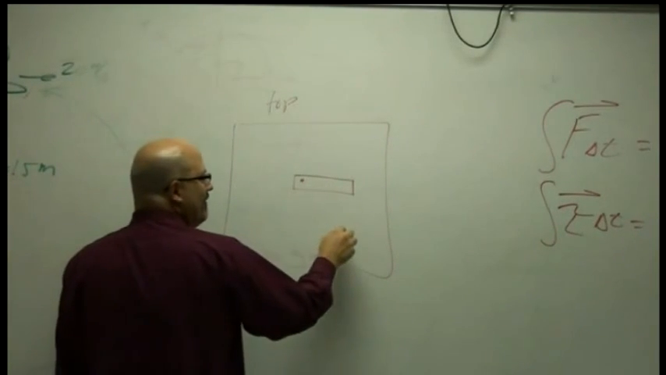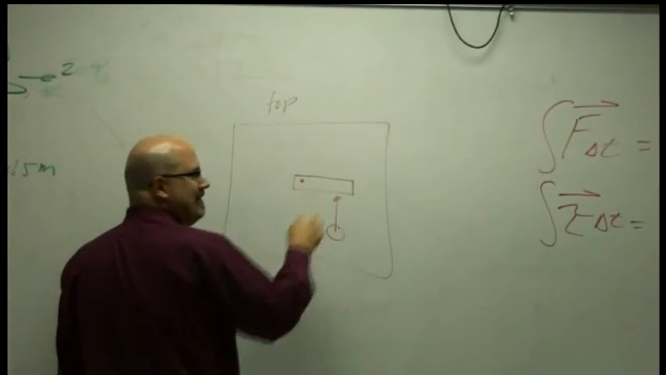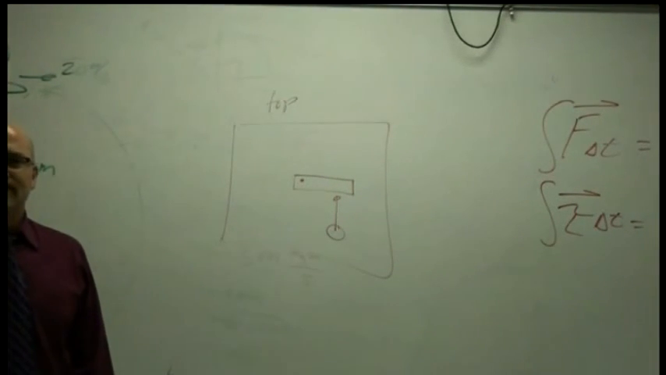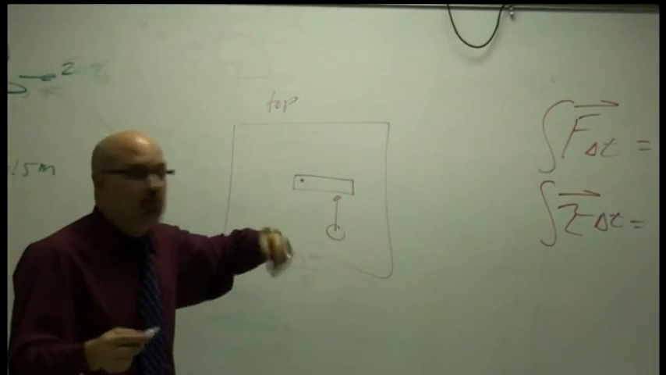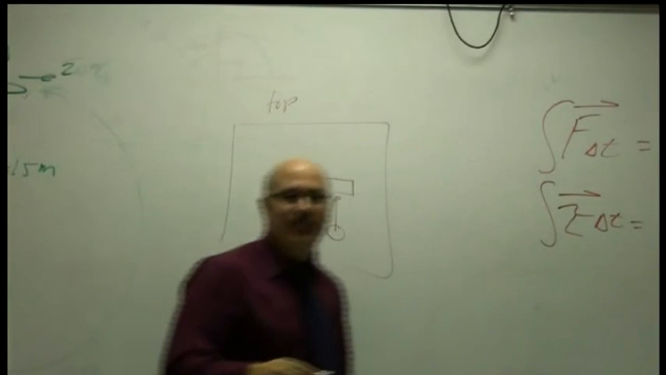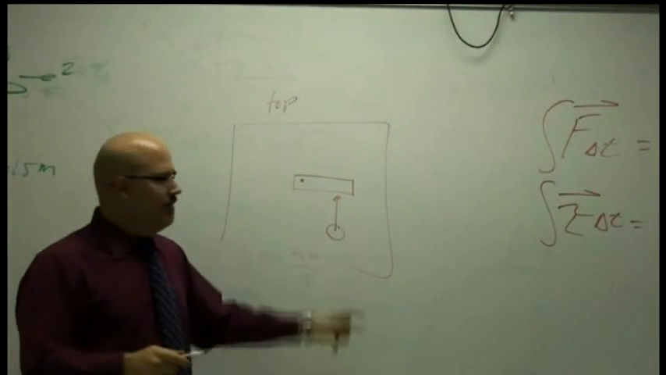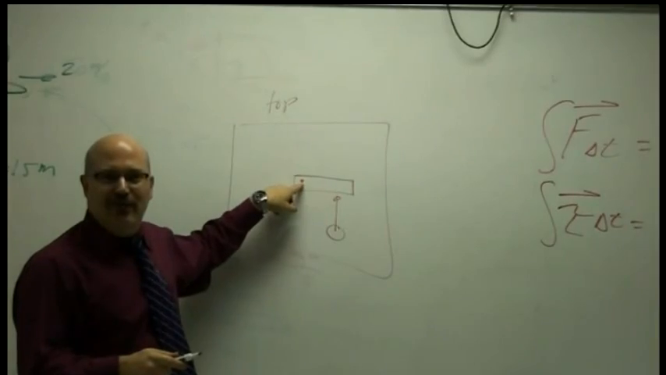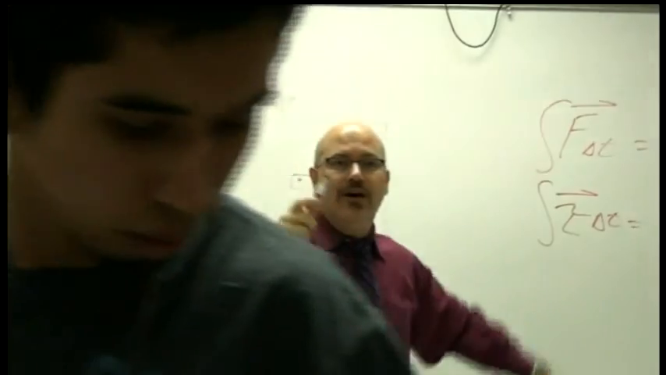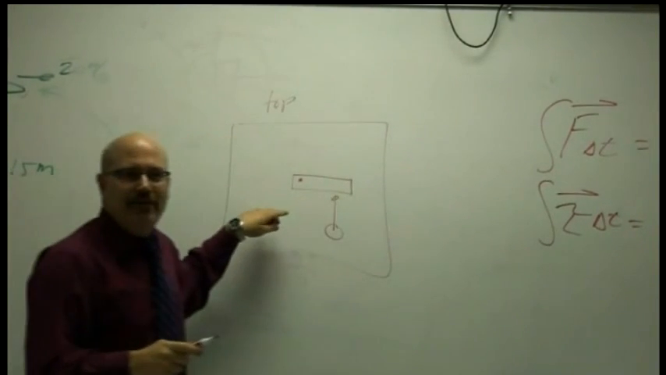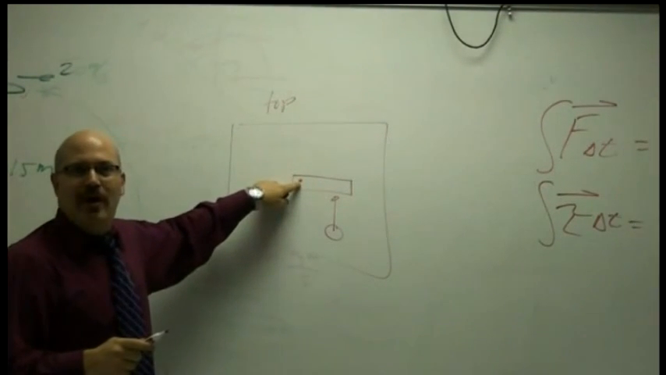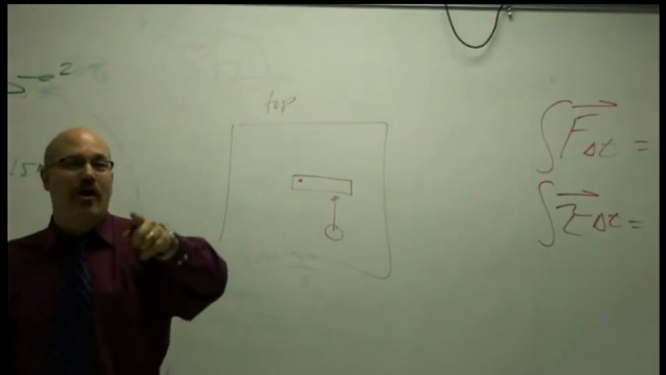All right. If an object comes along and hits it, we have a collision. Will we have conservation of momentum? No. Why not? Because there's an outside force on it right here. Will we have conservation of angular momentum? Yes, because is there an outside force? Yes. But does that force provide a torque? No.